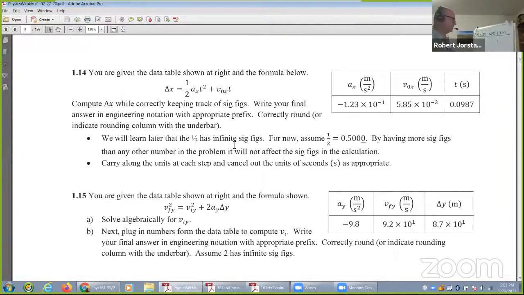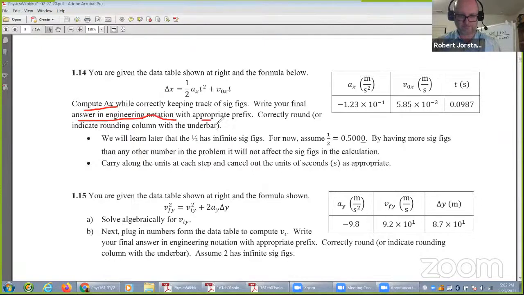Okay, so I'm just writing down the same information you are probably writing down. Getting it on my paper is the first step. 10 to the negative 1. And I'll share my whiteboard when I'm done, okay? And then I'm just checking, what are we supposed to do? That's always good. Compute this, answer in engineering notation with appropriate prefixes, correctly round.